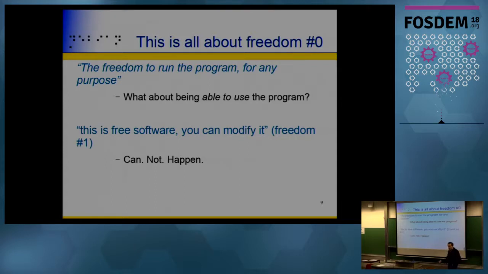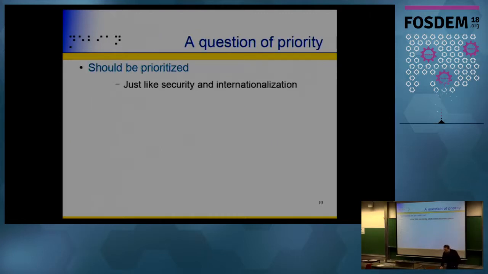And then there's freedom number one. This is free software, you can modify it. That cannot happen, and I will explain why. It's a question of priority, as was mentioned previously. It should be prioritized. It's actually just like security and internationalization. In the rest of the talk, really try at some points thinking, yes, this is like security and internationalization. It's the same kind of thing, we have to keep it in mind all the time.